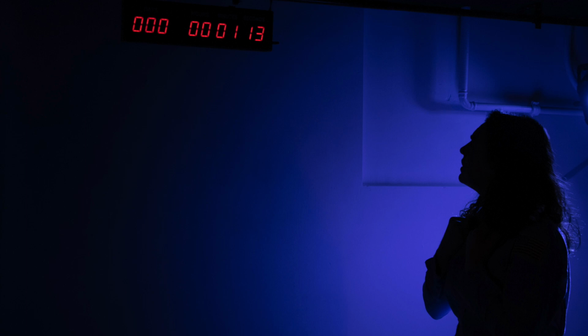T-minus 10, 9, 8, 7, 6. We have main engine start. 4, 3, 2, 1. And liftoff. Liftoff of the 25th Space Shuttle mission, and it has cleared the tower.